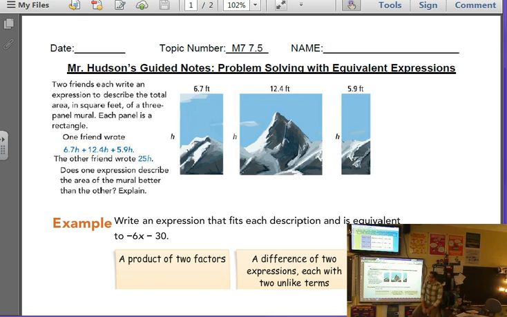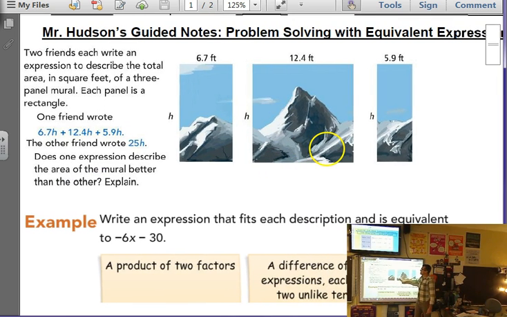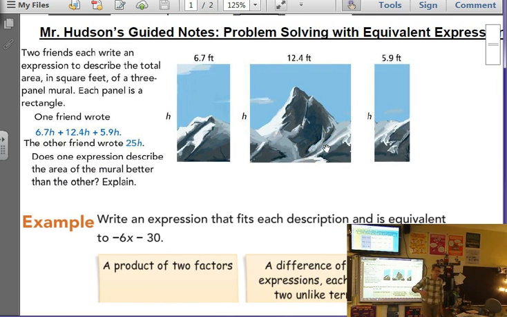So, in our first problem here, we have 3 paintings. Anyone ever been to stores like IKEA or Home Goods where there are multiple paintings that all actually go together? There are different canvases, and they relate to each other, right? So here we have a mountain scene on 3 different canvases. And one friend is trying to figure out how to describe the area of the whole thing, the entire thing together.